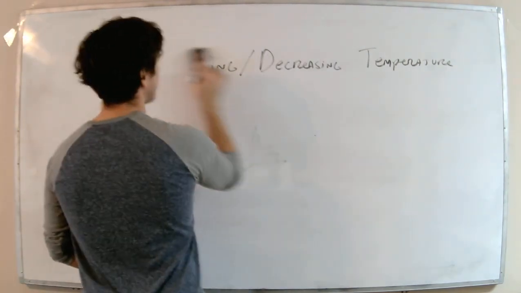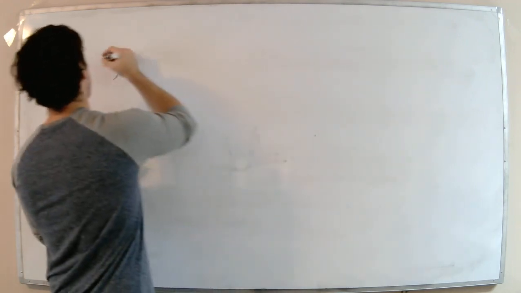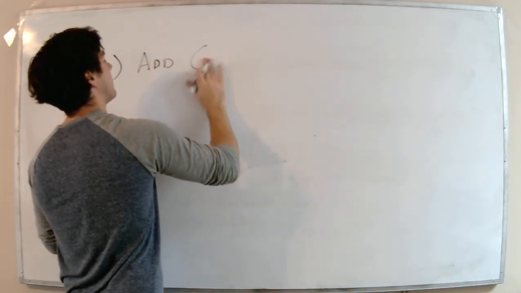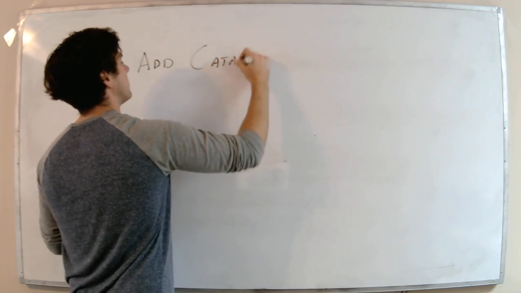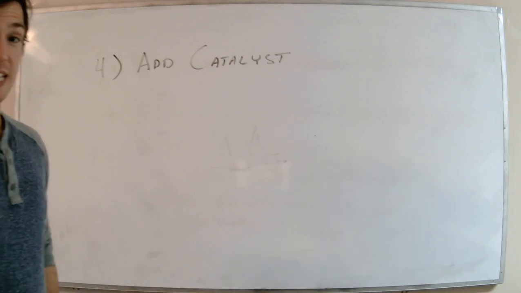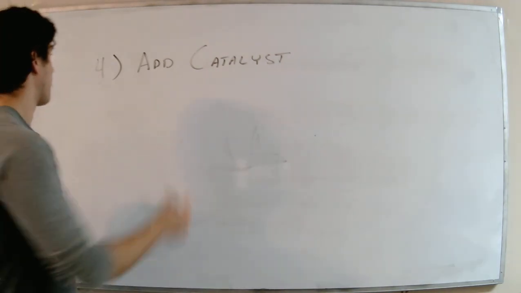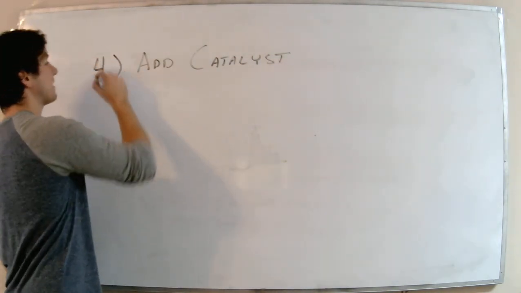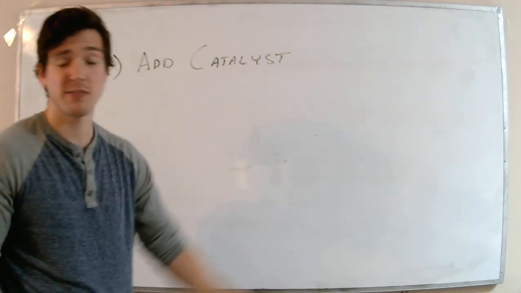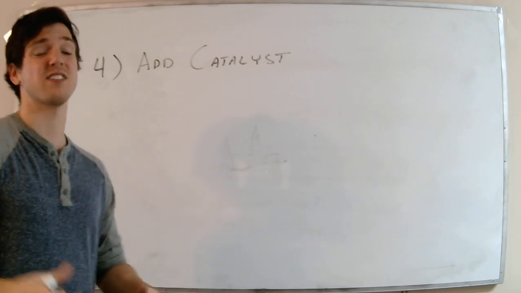What happens if I add a catalyst? What if I add something to speed up that reaction? Is it going to cause me to make more products? Is it going to cause me to make more reactants? When you add a catalyst, it doesn't affect the equilibrium. It just affects the speed.